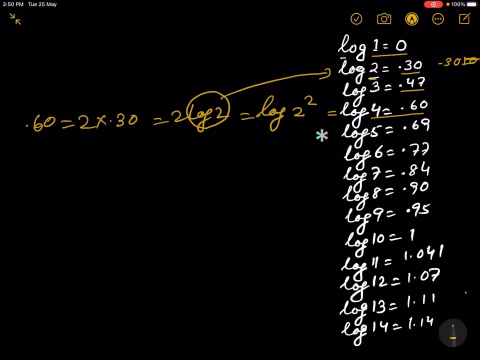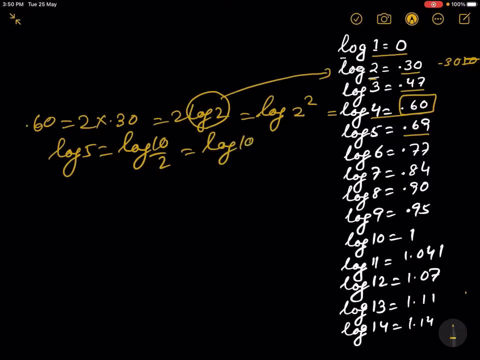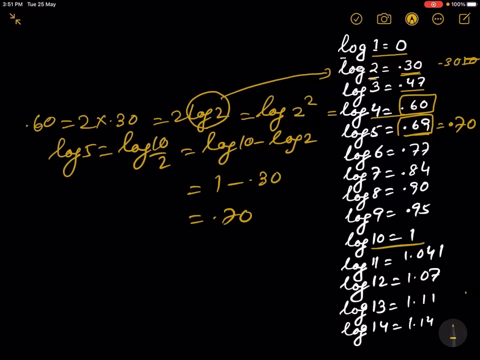Log 5 is 0.69. Log 5 means log 10 by 2, or you can say log 10 minus log 2. Log 10 is 1 and log 2 is 0.30, so the value is found to be 0.70. So it is approximately 0.70, but here it is written 0.69. The exact value of log 5 is 0.6991, but here we have written 0.70.